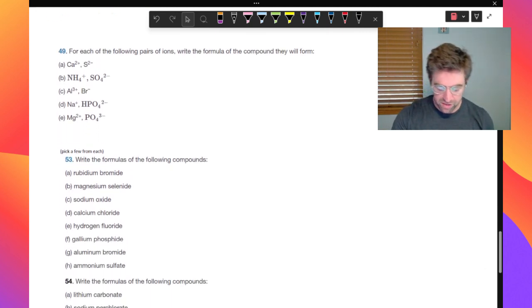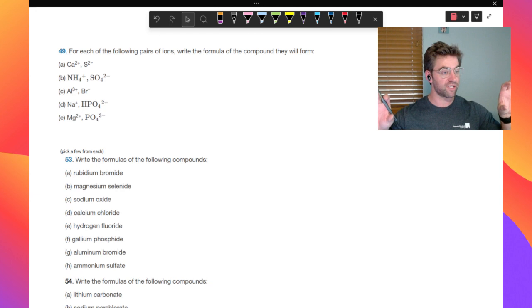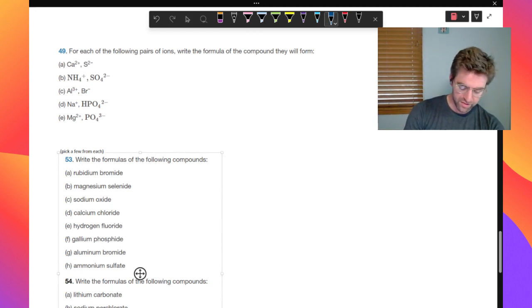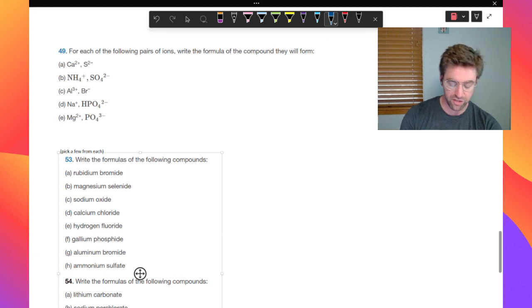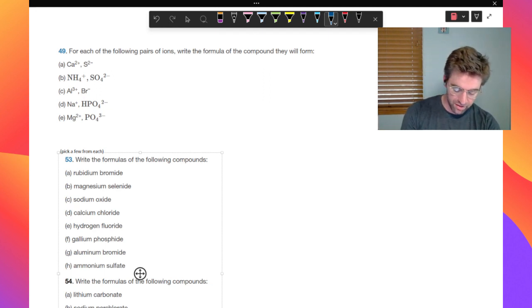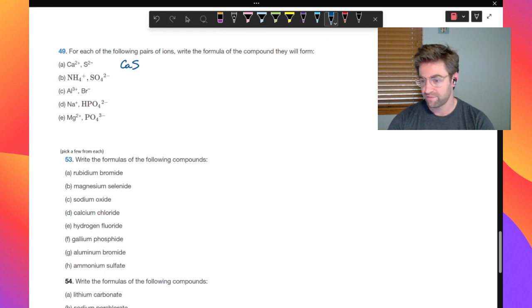So for each of the following pairs of ions, write the formula of the compound they will form. So here we're given the ions in isolation. In the previous problem, we were given the compound itself. Here we're given just the ions. The way that we figured this out is we want something with a neutral charge. So we have calcium with its +2 charge and sulfur with its -2 charge. Those will come together and balance out in a 1-to-1 ratio. Calcium sulfide.